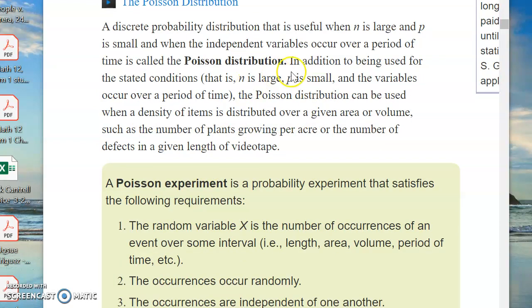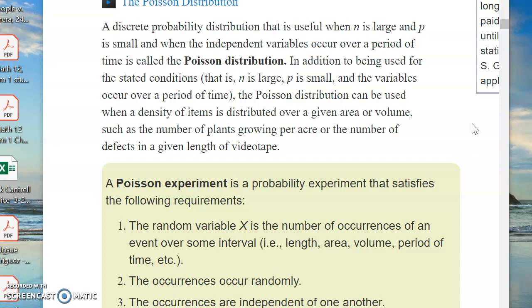All right, so I'll go ahead and let you read this. So it doesn't have to be time. It could be the number of plants growing per acre, or the number of defects in a given length of videotape. So that's not time, but everything is a metaphor. You can use it for time, you can use it for acre, you can use it for a given length of videotape. All right, so that's a very common use of the Poisson distribution.